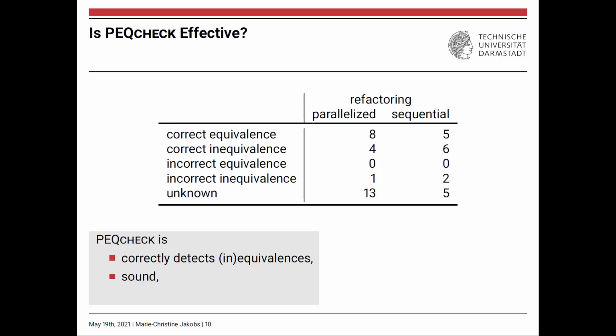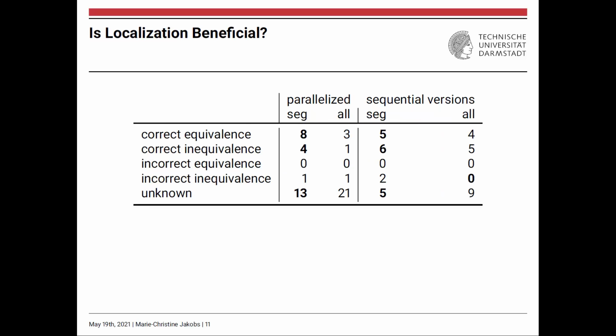However, let's have a look at the last two rows. And what we see is that we report an inequivalence, although the original and refactored program are indeed equivalent. And we might report unknowns. So what we conclude from this is that PACT-check is incomplete. At last, we want to investigate whether localization is beneficial.